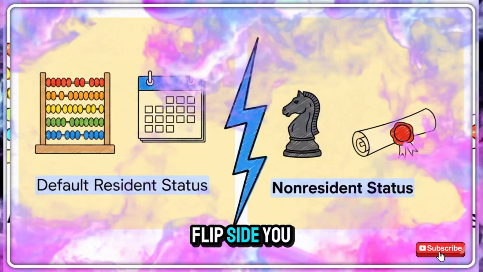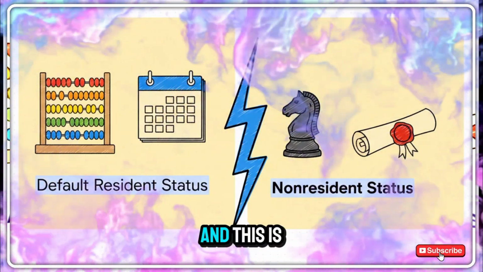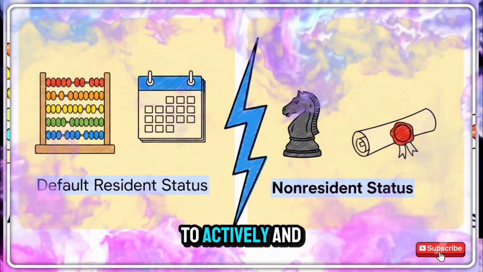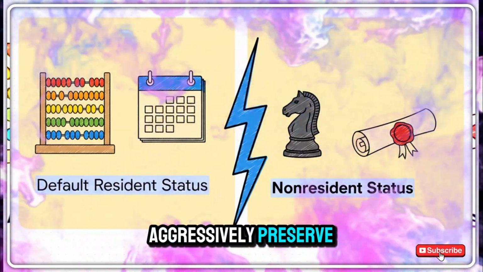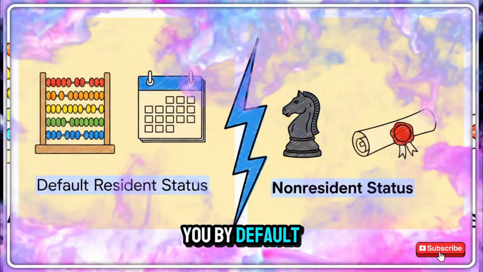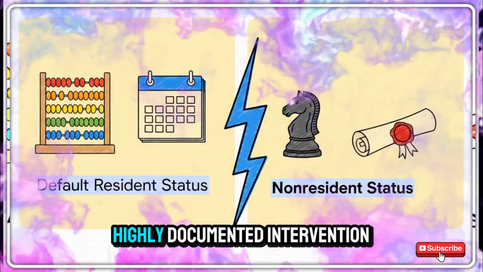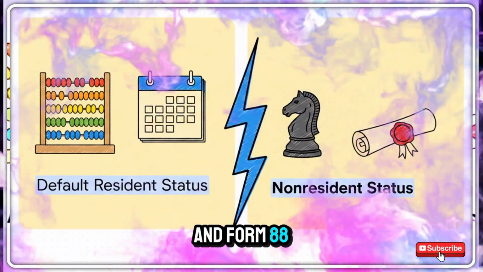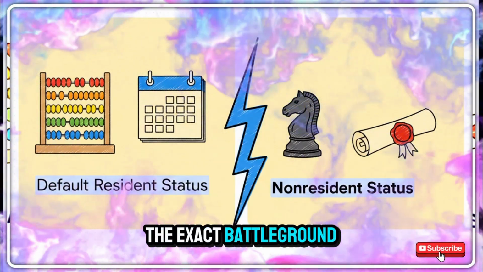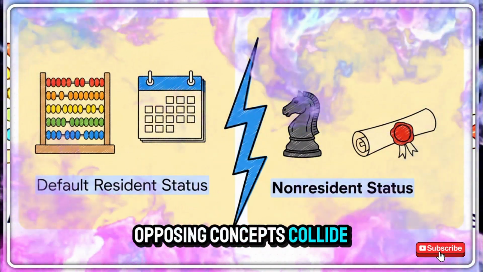Now on the flip side, you have non-resident status. And this is a legal reality that you have to actively and, honestly, aggressively preserve. It is not just granted to you by default just because you want it. It's achieved strategically via intentional, highly documented intervention. And Form 8840? Well, that is the exact battleground where these two opposing concepts collide.